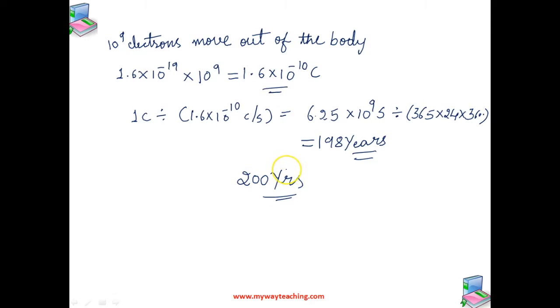So 1 coulomb is therefore a very large unit for many practical purposes. And it is also important to know the number of electrons contained in 1 cubic centimeter of a material, isn't it? A cubic piece of copper of side 1 centimeter contains 2.5 into 10 raised to 24 electrons, okay?